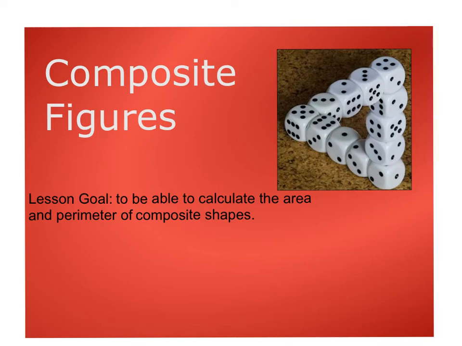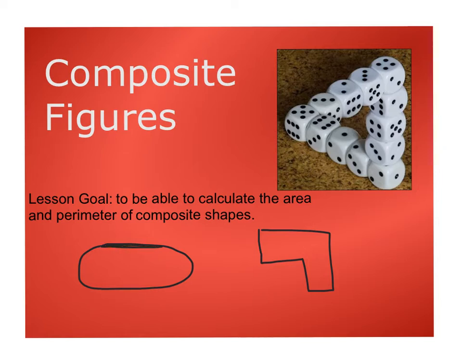Now we're going to learn how to find perimeter and area of composite figures. Composite figures are just not your basic shapes. Your basic shapes are like your square, your rectangle, your triangle, your circle. But if I have something like an L shape, or maybe a track, so it has circular ends and straight pieces, or maybe a house, those are not regular shapes, and we have to be able to find the area and perimeter of those.